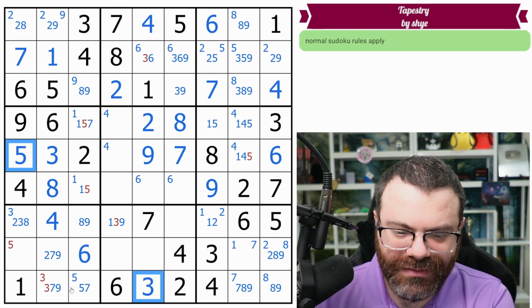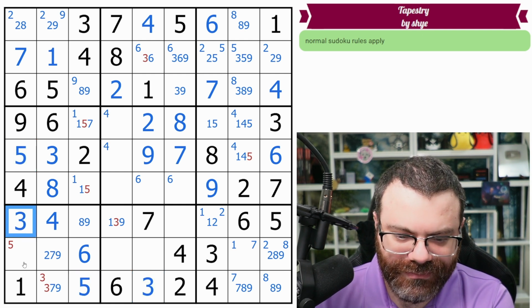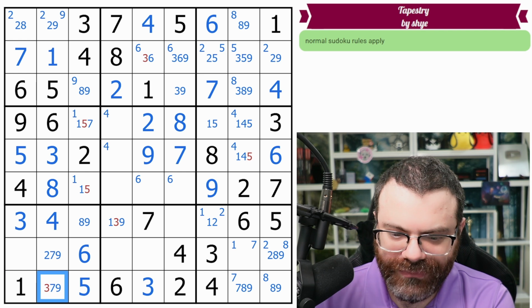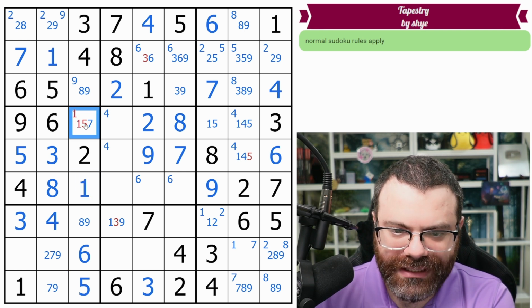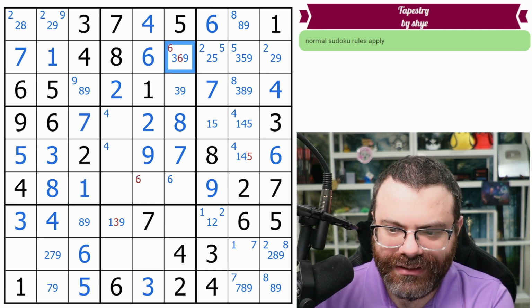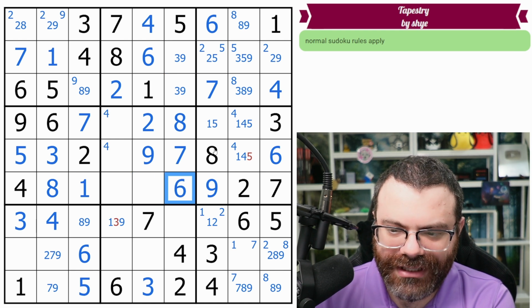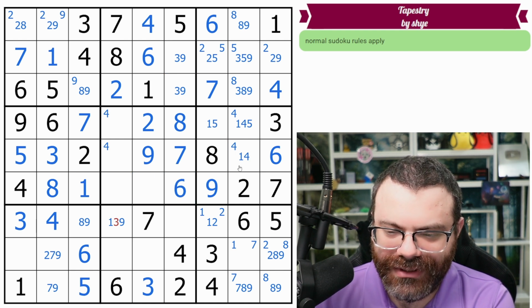And then also, we should be able to place the 3 and 5 in here, which we can, based on our corner marks. We get the 1 and the 7 here. We get the 6 here. I'm sorry for missing that corner mark. I literally had it corner marked, and I didn't see it when I cleared the 7s.